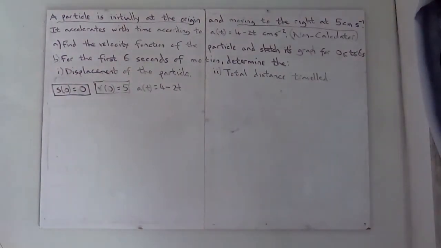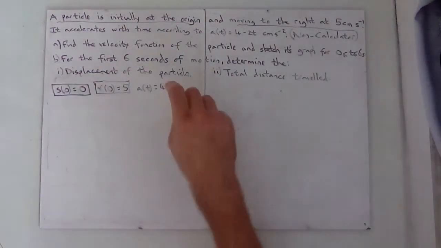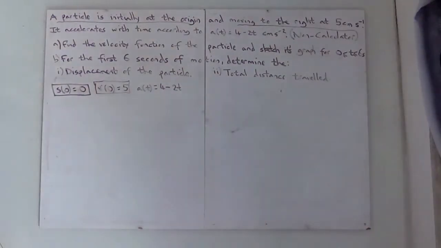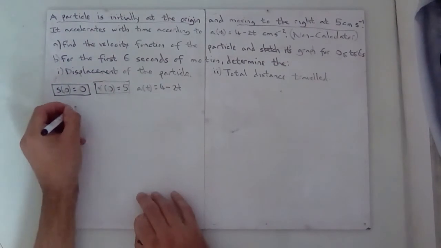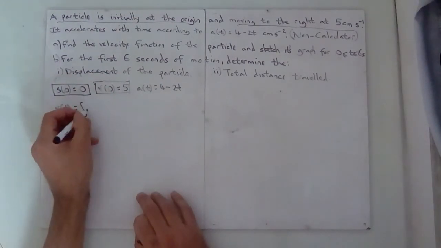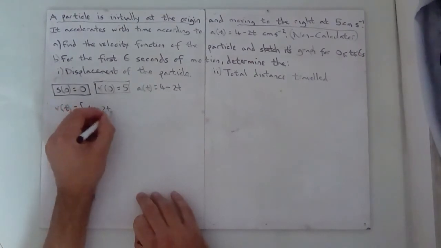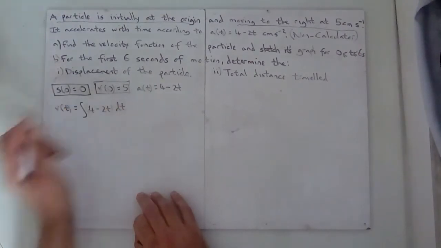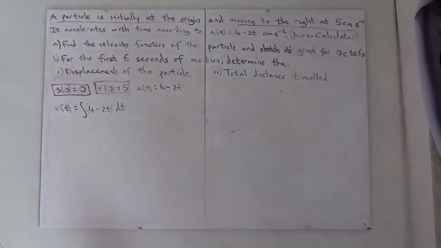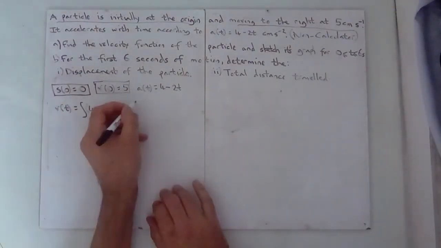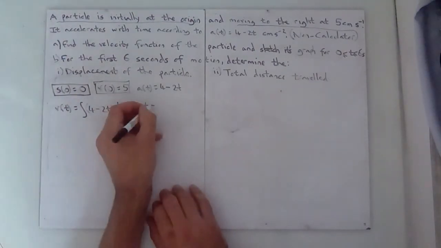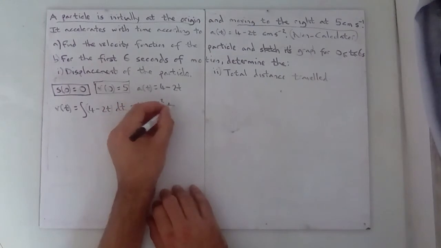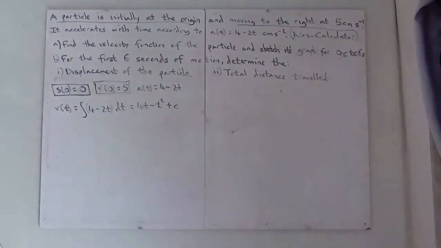So to find the velocity function, we're going to need to integrate the acceleration function. So v(t) equals the integral of a(t) dt, so the integral of 4 - 2t dt. Okay, which is quite nice. That's just 4t and then minus 2t squared over 2, so that's minus t squared, plus the constant of integration.